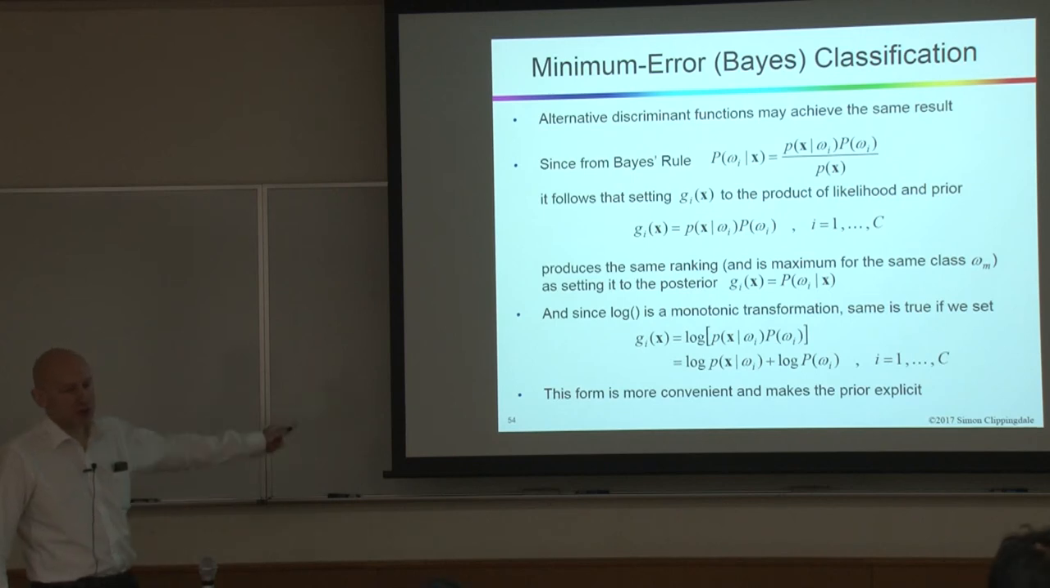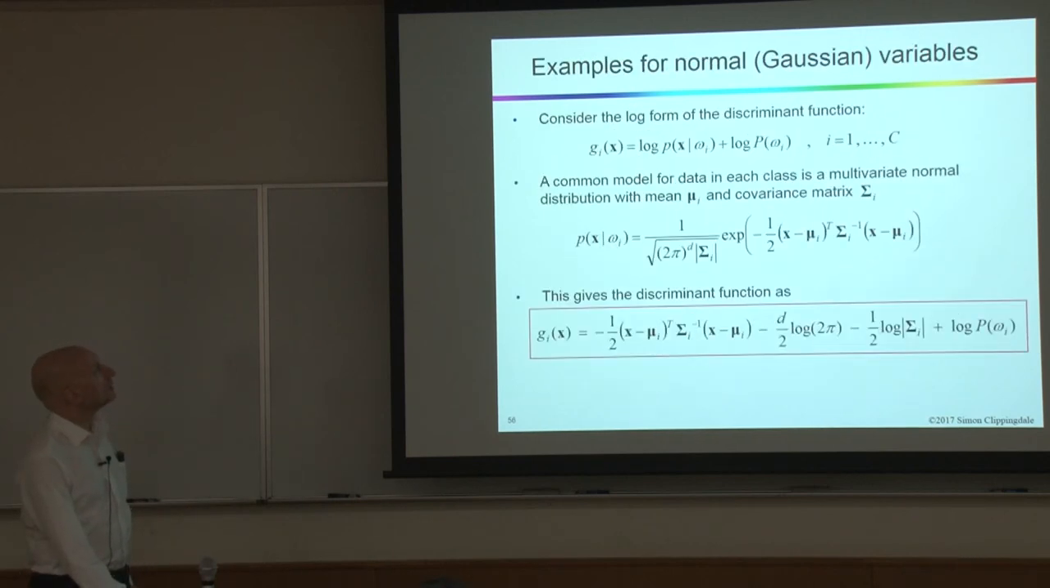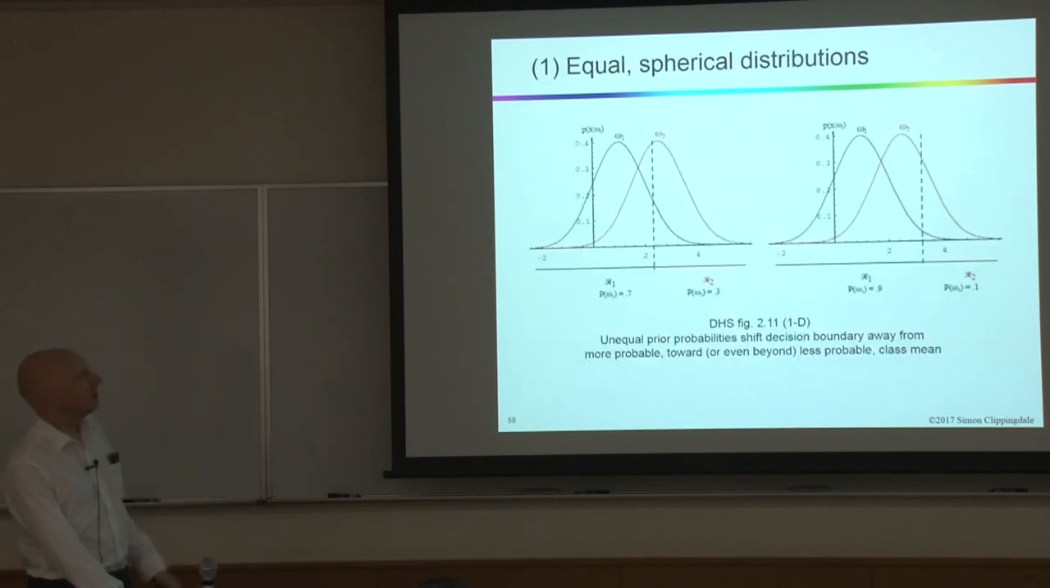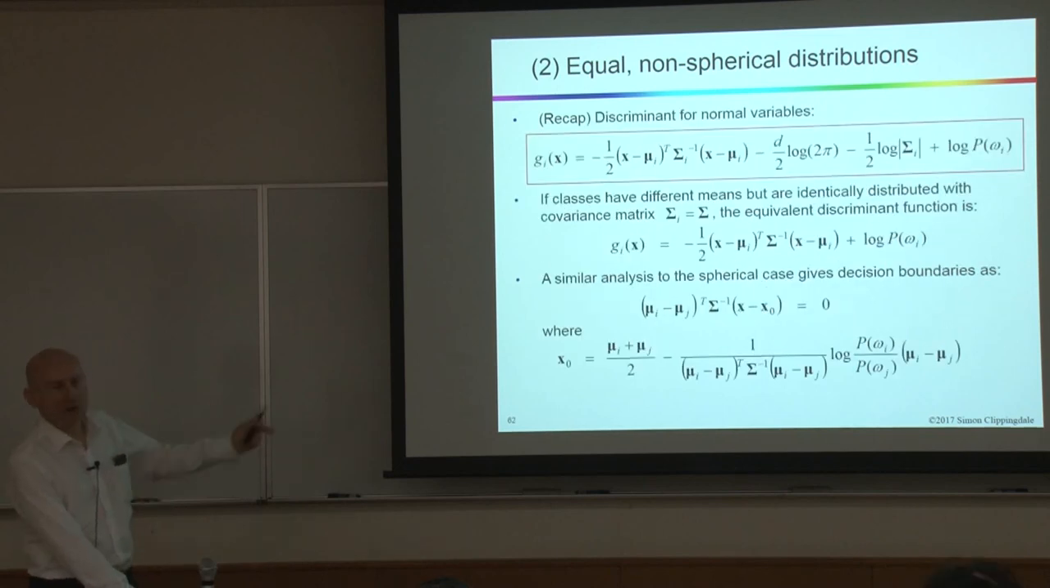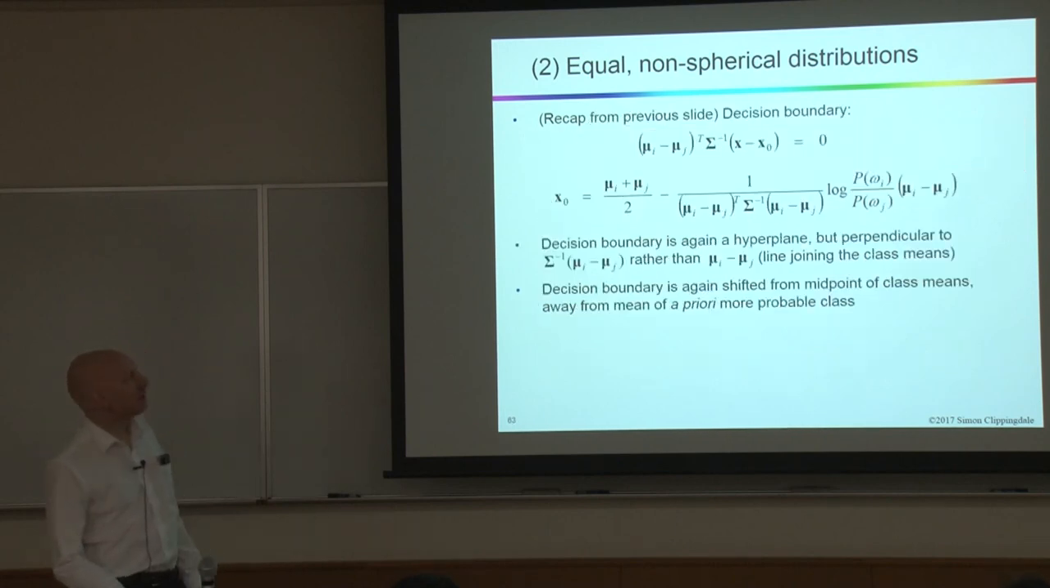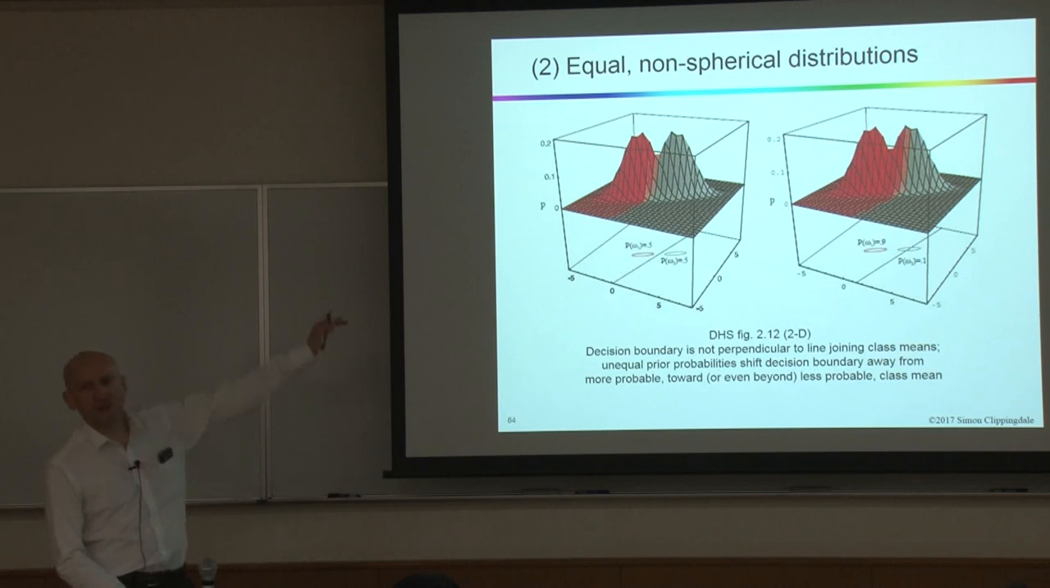I'll just add one comment about these examples of the Gaussian discriminant functions and so on. You're not going to have to know about this stuff for the exam, I'm pretty sure. I just put this in for completeness and so that you can get a feel for how the decision boundaries move depending on the shape of the classes. You don't need to know all this stuff.